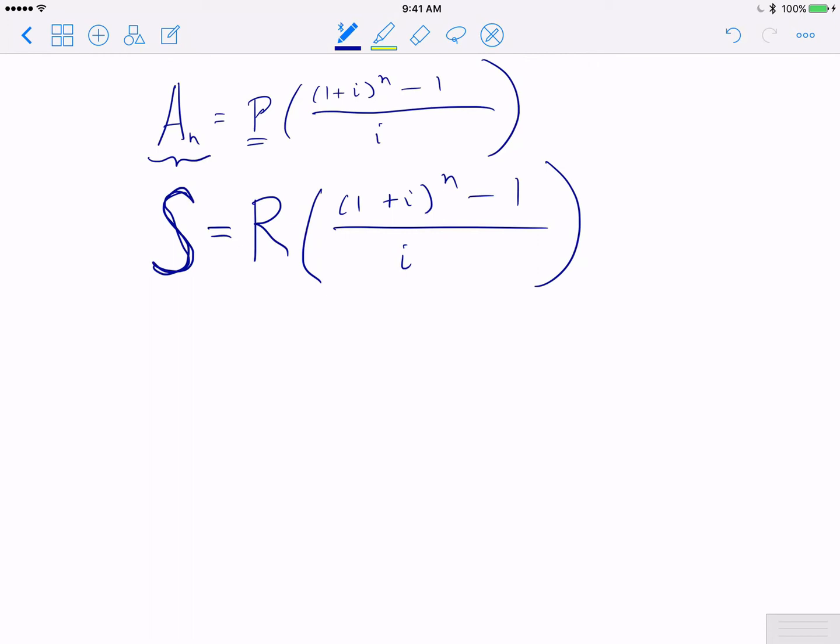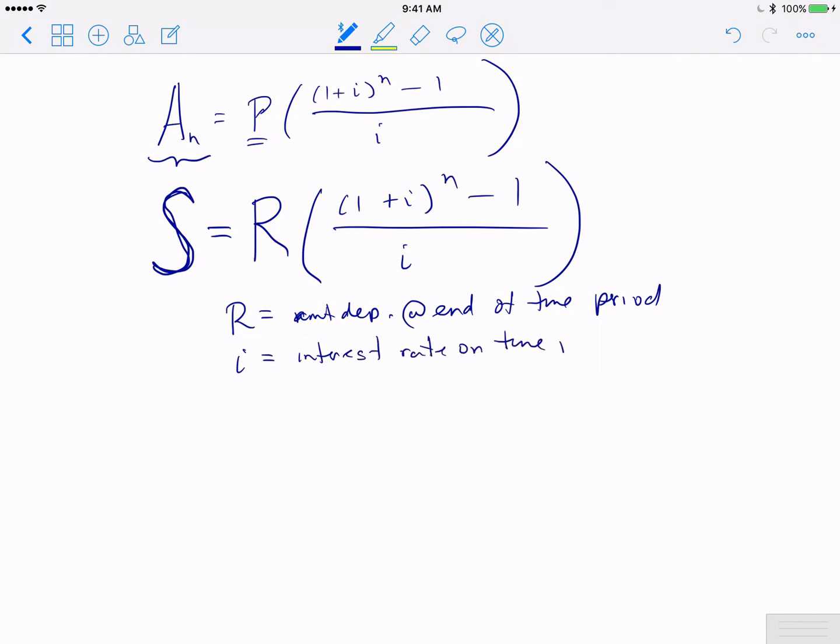Hopefully the formulas don't give you too much bother. They're just changing the letters. R is the amount deposited at the end of whatever time period is in question. I is the interest rate on the time period in question. If it's a monthly time period, you need an interest rate per month. If you're making deposits every year, you need the interest rate over that year. So that's the quantity I. And S is the amount in the future, n time periods later.